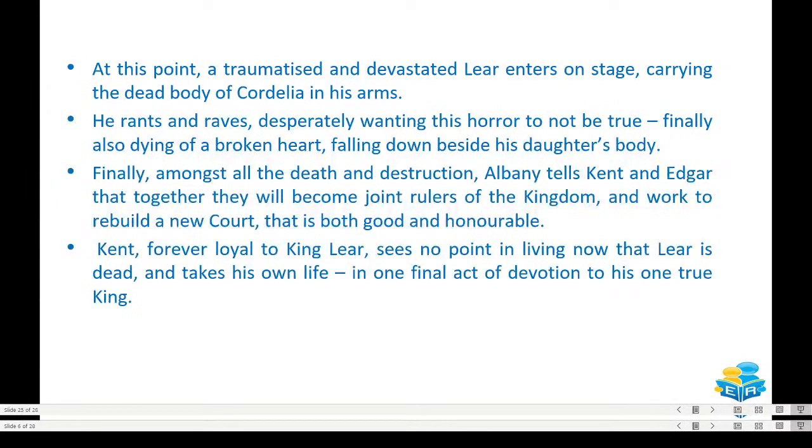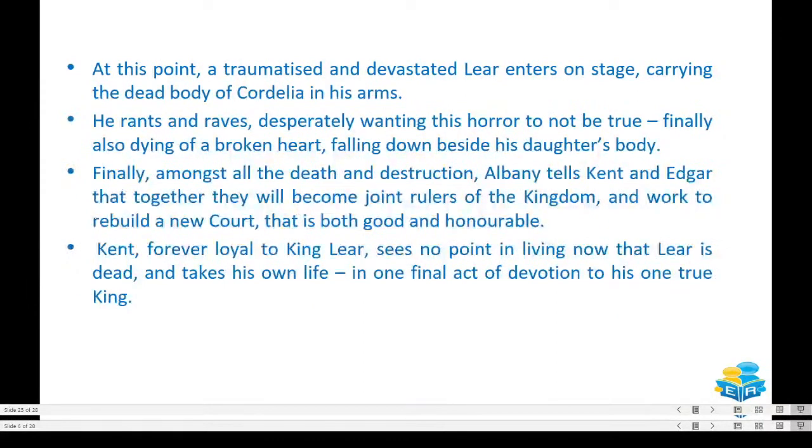So any good actor playing the role of Lear, he breaks down on stage. It's the high intensity of this drama. It's really here now. It's heartbreaking to see and to witness. So he rants and raves, desperately wanting this horror to not be true, and finally he dies, falling down beside the body of his dead daughter. He dies with a broken heart.